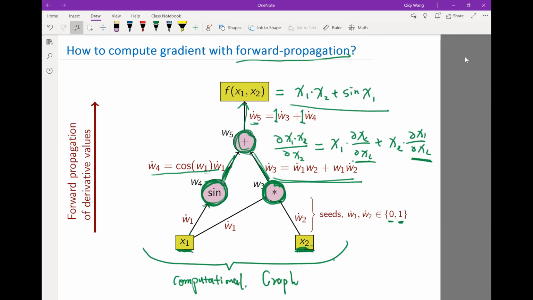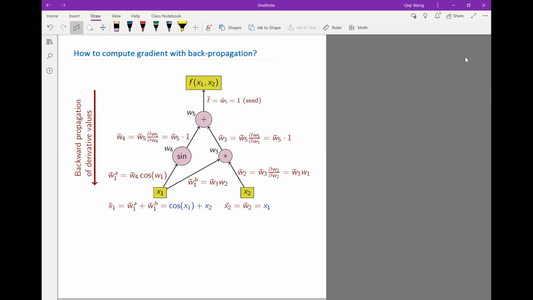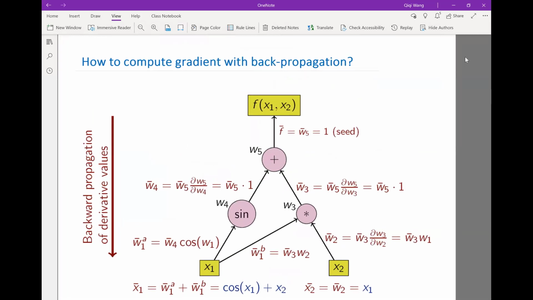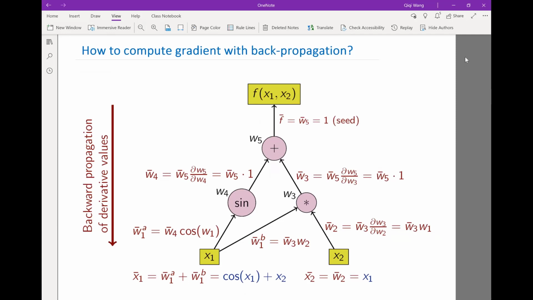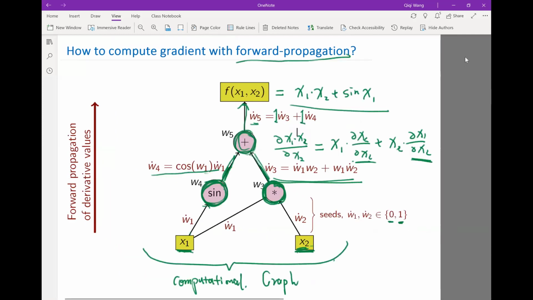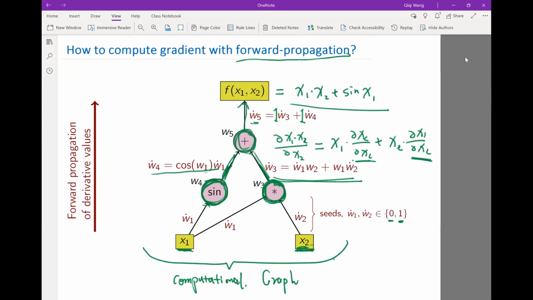That's forward propagation. And another way to compute the derivative is backward propagation. And why do we want backward propagation? I mean, the reason is that it has a distinct advantage with respect to both forward propagation and finite difference.